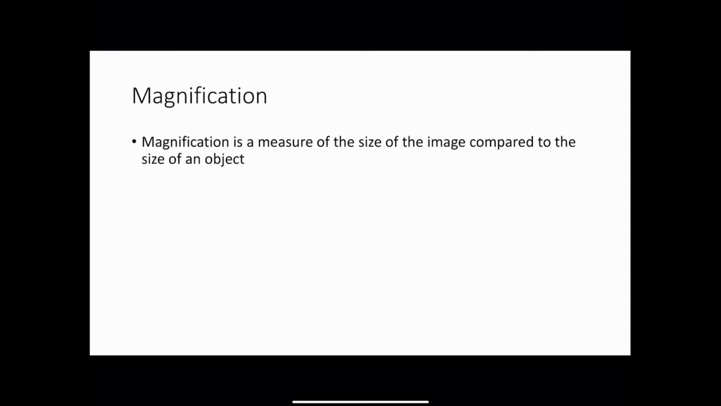Okay, so we also want to look at magnification when it comes to these images, and this might be something that you've seen already in biology. If you haven't, then you definitely will see it in biology at some point when it comes to looking at objects through a microscope. So, magnification is essentially a measure of the size of an image compared to the size of an object. So it's how different the image size is compared to the actual object size.